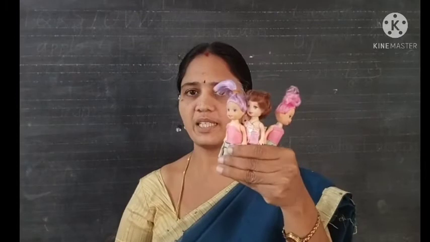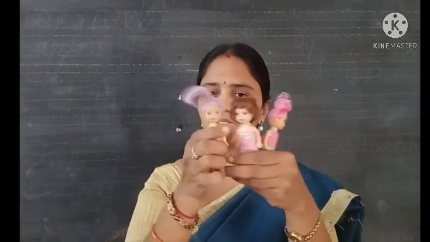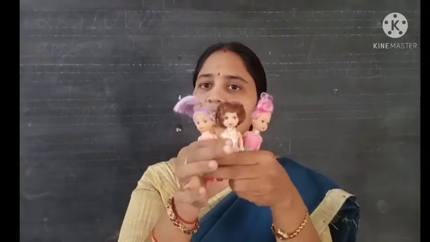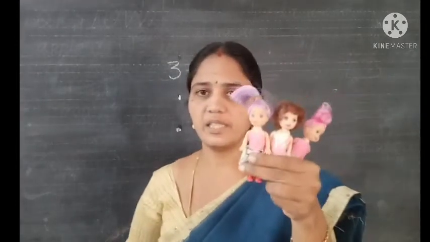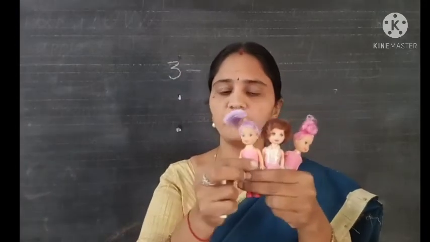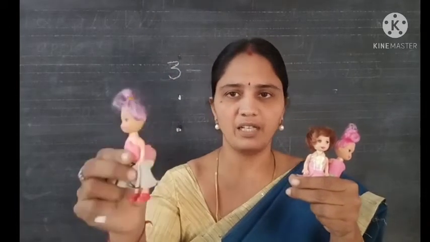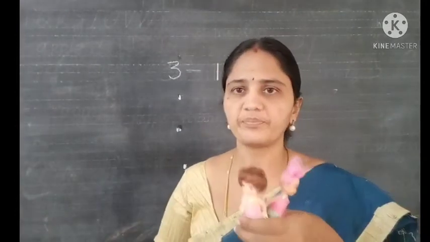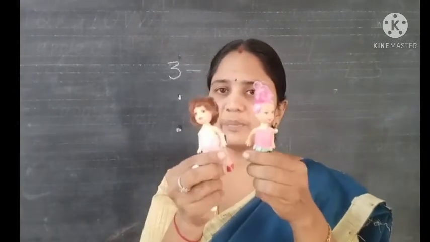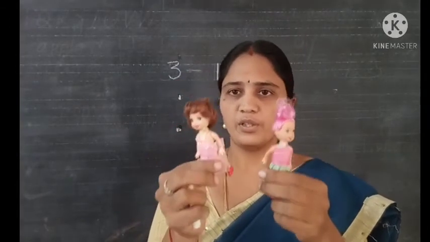One more example. Children, observe my hand. What are these? Dolls. How many dolls are there in my hand? Count with me. 1, 2, 3. How many dolls are there in my hand? 3 dolls. There are 3 dolls in my hand. If I give one doll to my sister, how many dolls am I giving? 1. I am giving one doll to my sister. How many dolls are left with me? 1, 2. Yes, there are 2 dolls left.